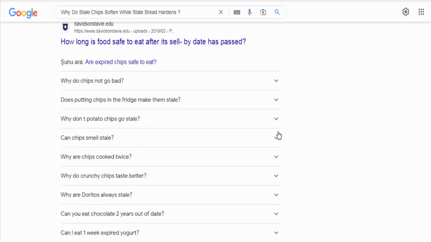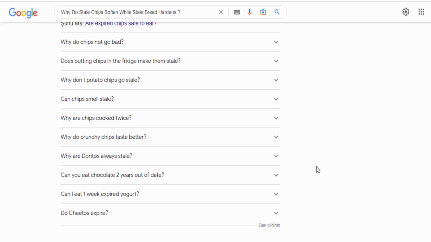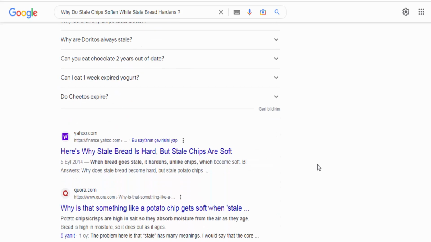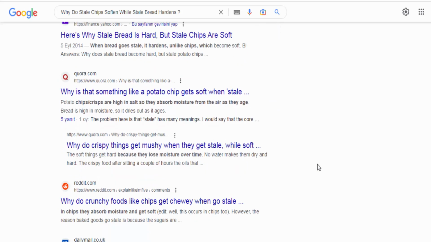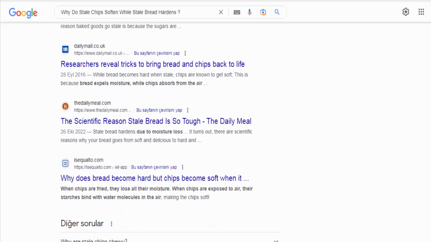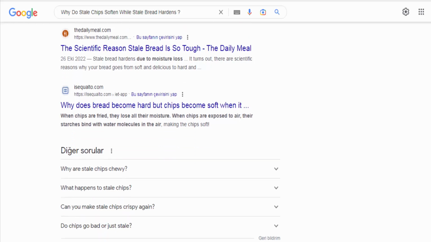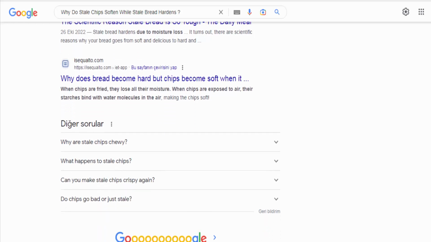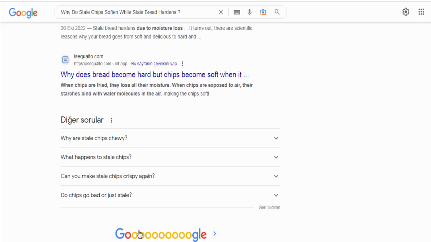Structural composition. Bread is made up of a network of proteins, such as gluten, that form a framework to support the dough structure. Over time, the proteins in bread can become dry and stiff, leading to the hardening of the bread. On the other hand, chips are usually thinly sliced and fried, resulting in a more brittle structure.